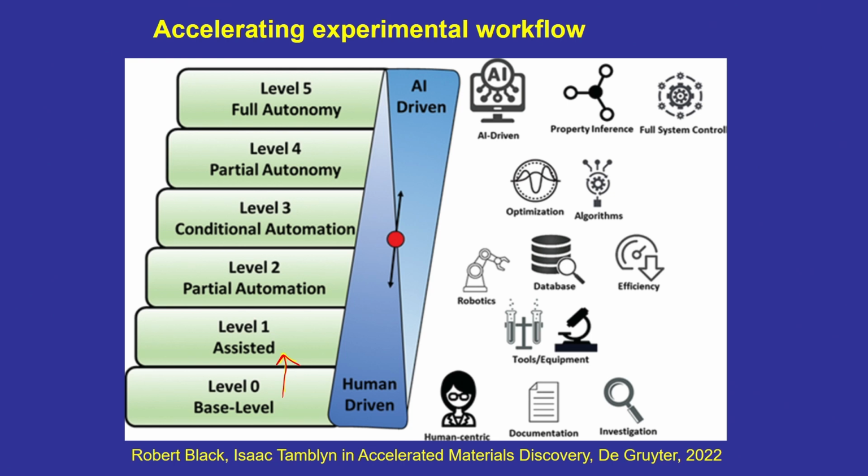Its accelerating factor for experiment is to increase what? It will increase, but it will increase very little. Then comes level 2, which is called partial automation.